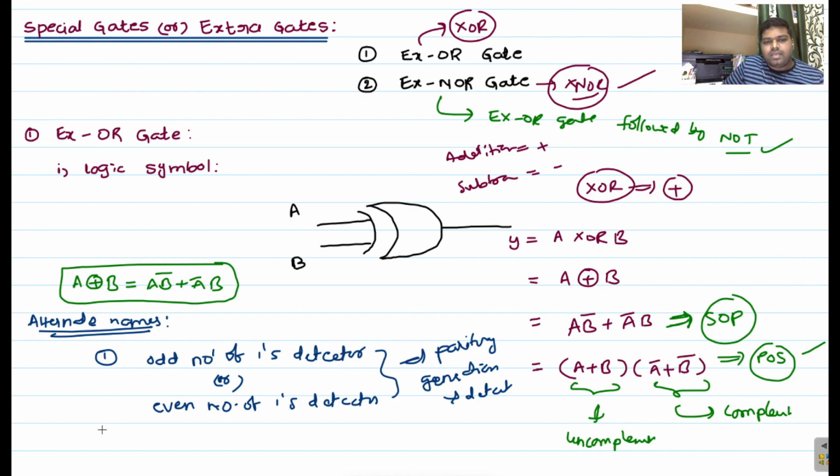In the same way, the inequivalence gate, and the equivalence gate. We will cover this in the comparator concept, 1 bit comparator, 2 bit comparator. From that application point of view, we use the name inequivalence. So XOR is nothing but the odd number of ones detector, even number of ones detector. Otherwise, we can call it the inequivalence gate also.